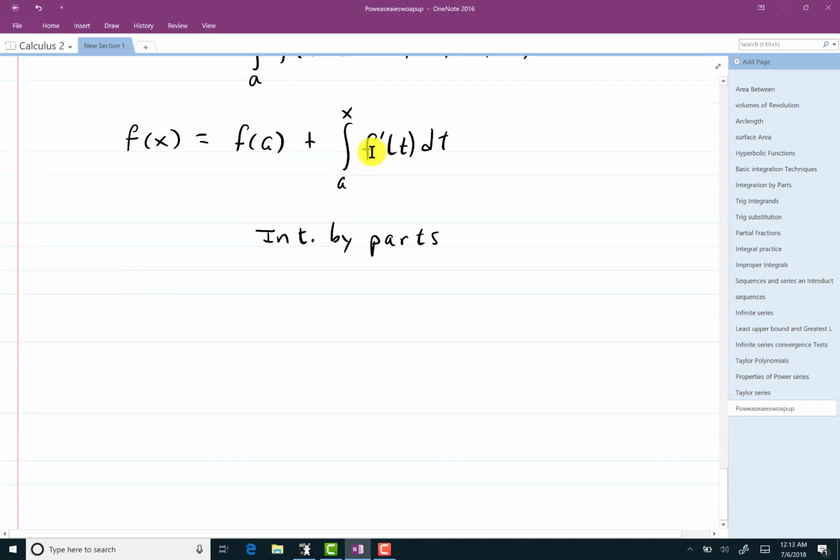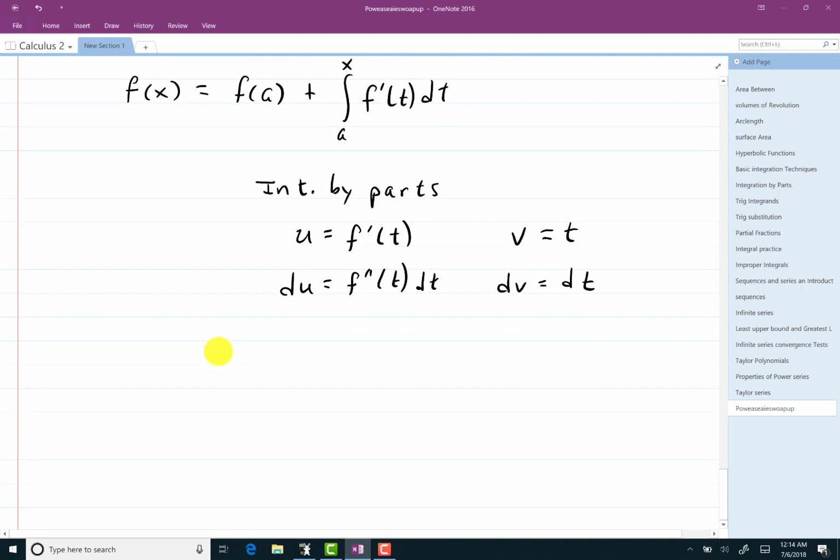And I'm going to let u be f prime of t. Now I'm operating with the variable t, so du will equal f double prime of t dt. And then dv will be what's left over, which is dt, just that part. And then v will equal t. So I'll rewrite my f of x using this.